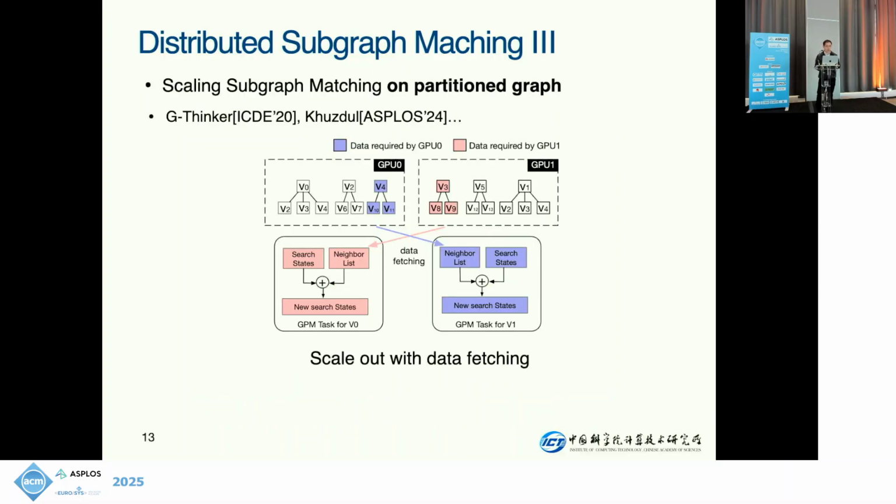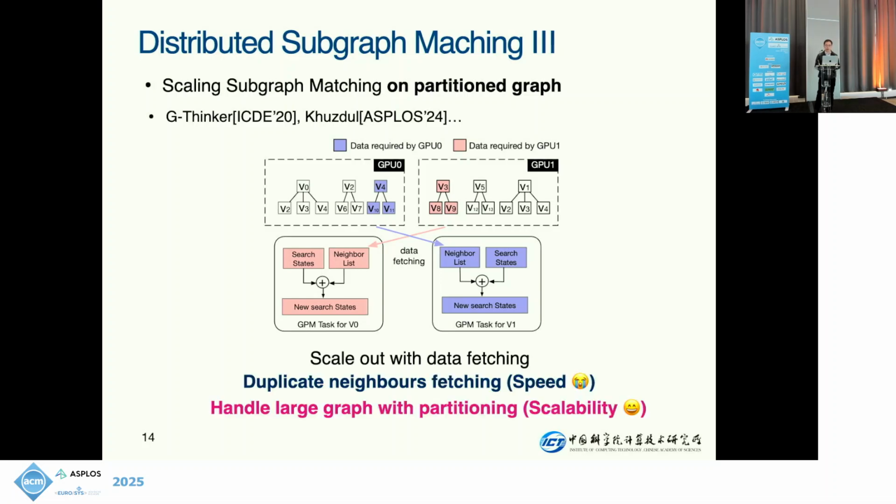Let's look at the third solution. For higher scalability, other works try to scale subgraph matching on partitioned graphs. As a price, frequent data fetching is required between different nodes. This solution sacrifices performance in exchange for scalability. In addition, currently there are only CPU data fetching systems like Zhiheng and Custo with poor performance.